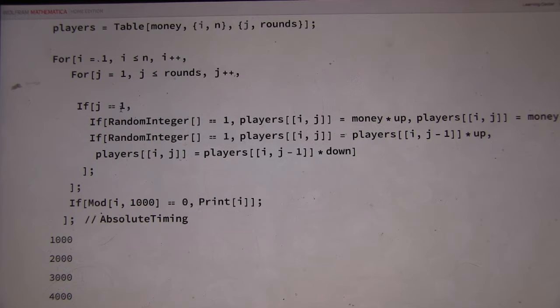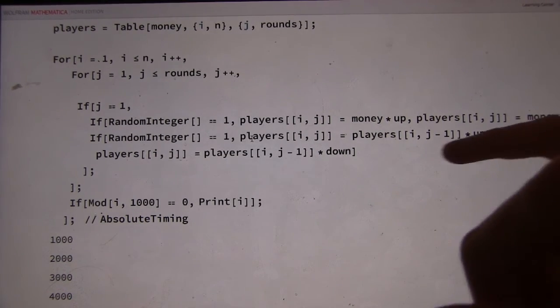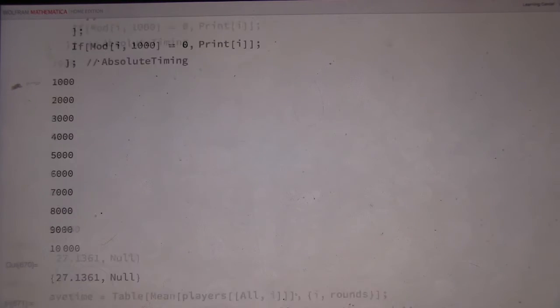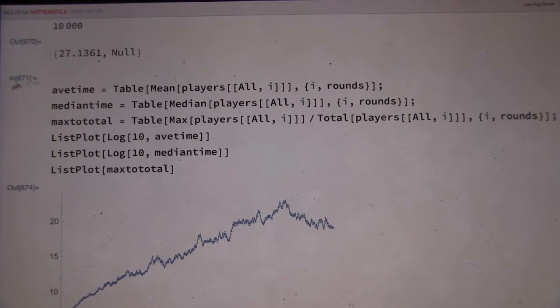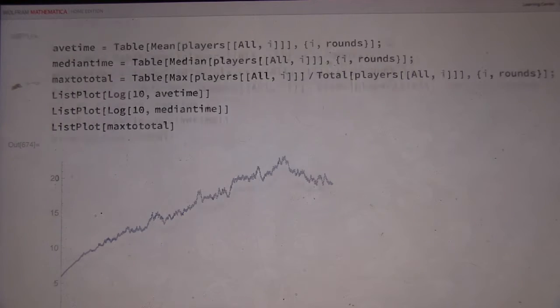If it's bigger than the first turn, it's whatever your money was on the last turn, times up or times down. This one takes, I think, a little bit longer to run, about 30 seconds. So here's the first plot. Is that on screen? Yeah.